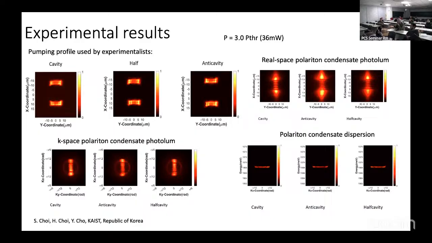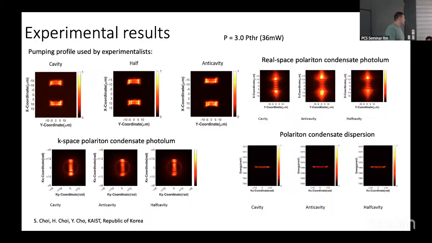We have two polariton condensates located at these bright spots, and these condensates have tails which overlap each other, and this overlap leads to interaction between them, like in the Josephson problem.